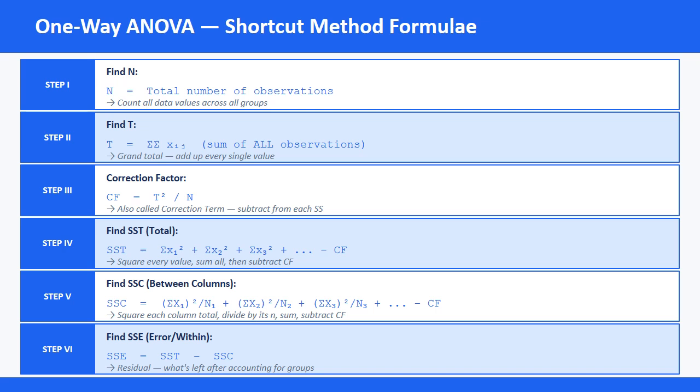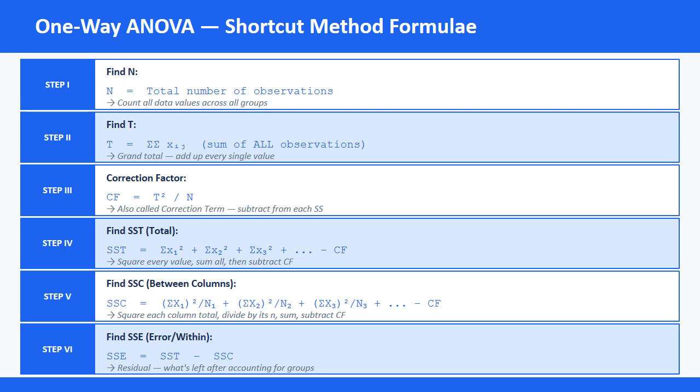Now let us go step by step through the shortcut method. The first step is to find N. Count all observations across all groups. The second step is to find T. Add all observations to get the grand total. The third step is the correction factor, that is CF, which is equal to T squared divided by N. This is very important because it is used in all further calculations.